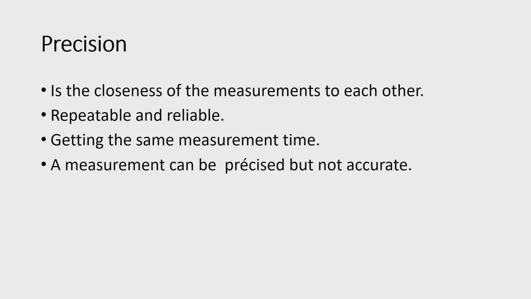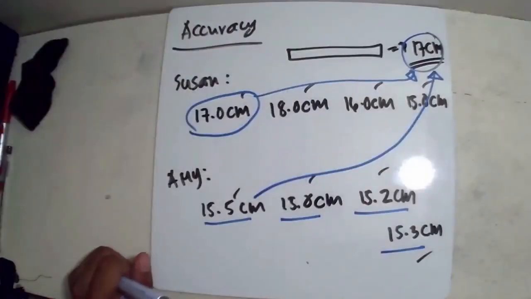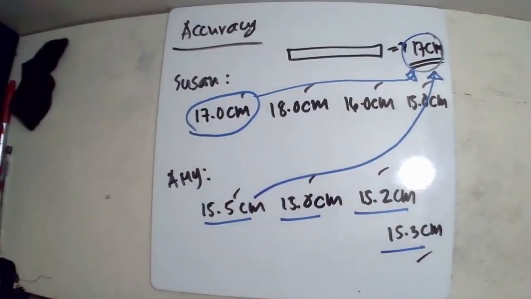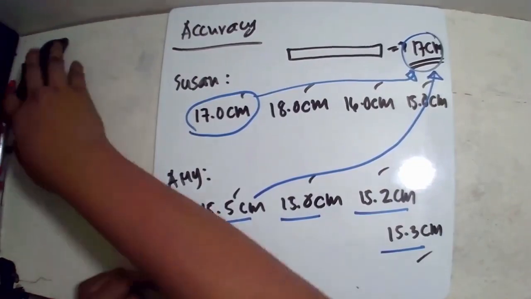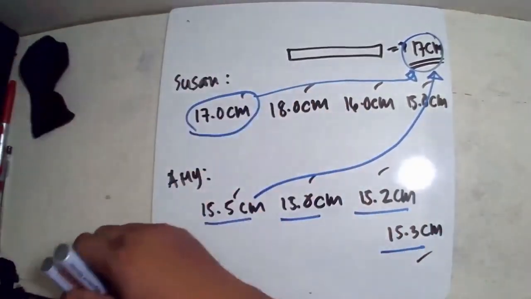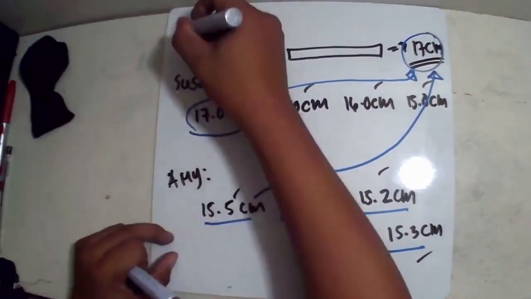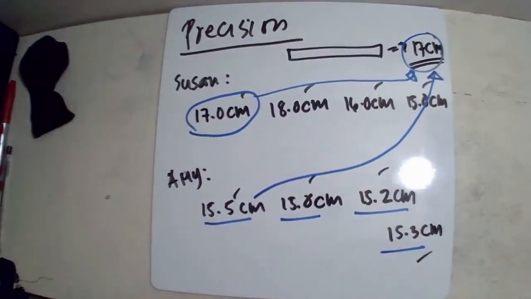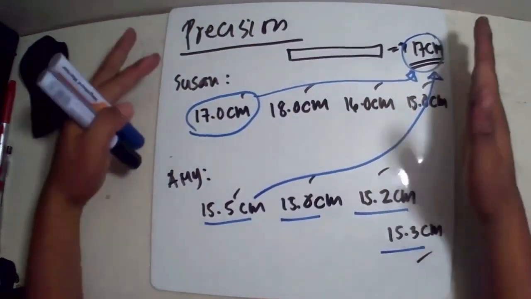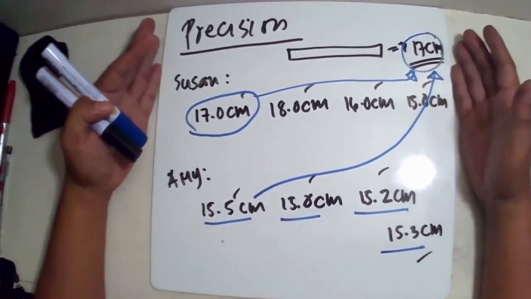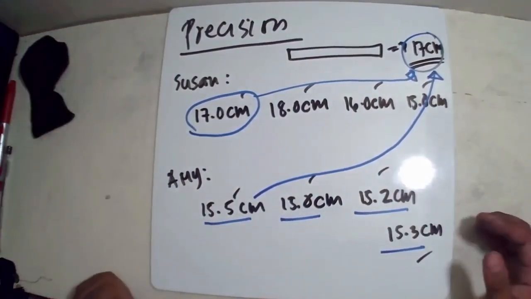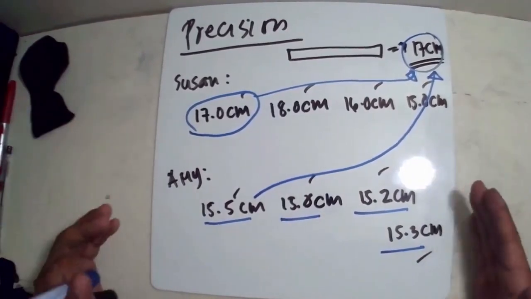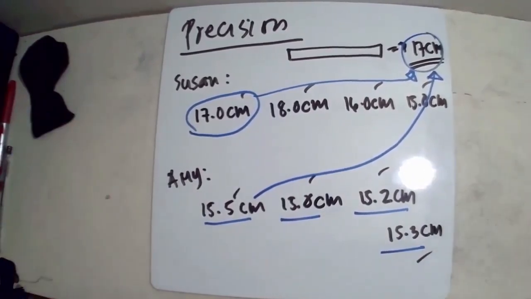Let us consider again the sample that I presented here. Let's go to precision. Now let me ask you this. Considering these results of the observations from these two scientists, which data is more precise, knowing that the exact value is 17 centimeters?